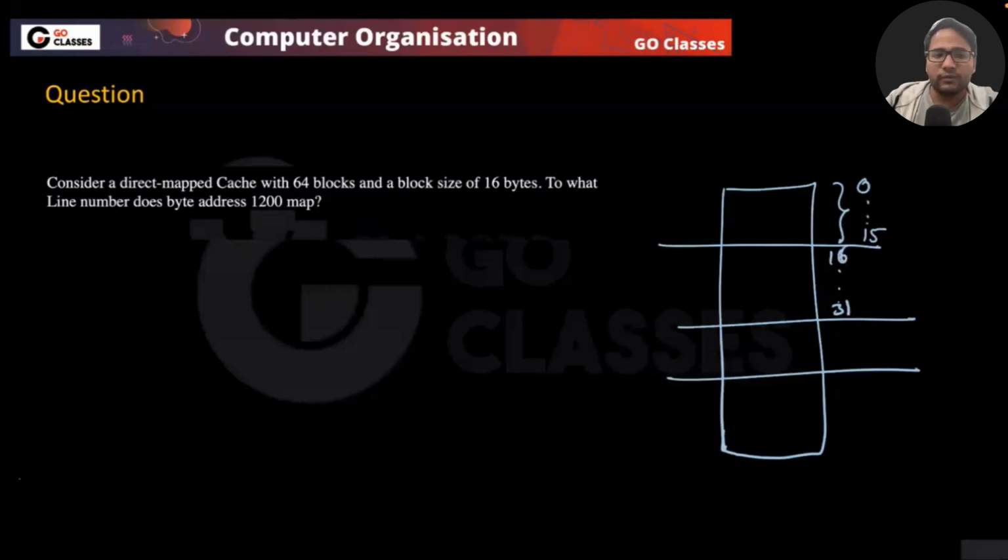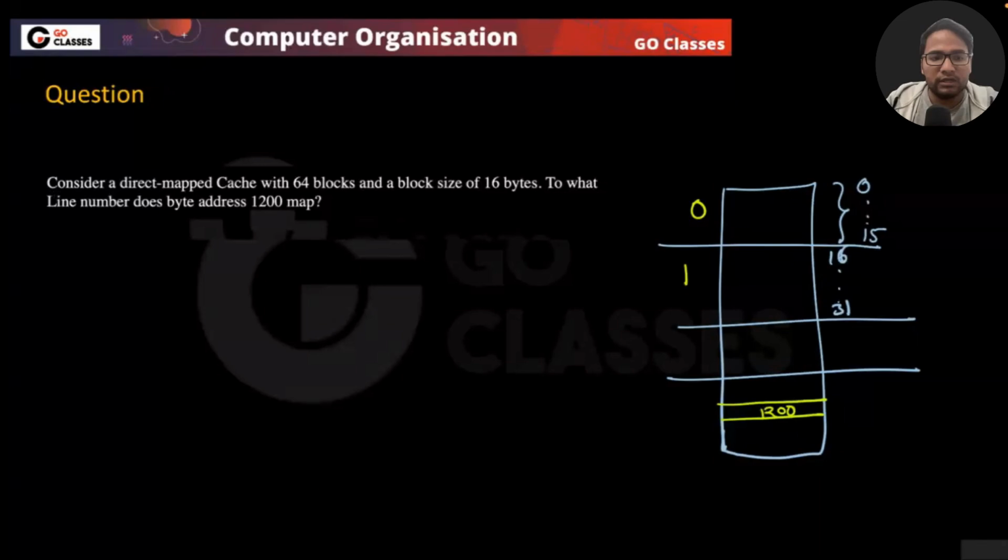If someone asks in which block, this is block 0, this is block 1, and so on, where does byte number 1200 reside? If someone asks where byte number 0 resides, or byte number 16, you can just divide. Where does 17 reside? Where does 18 reside? You're dividing one time, right?